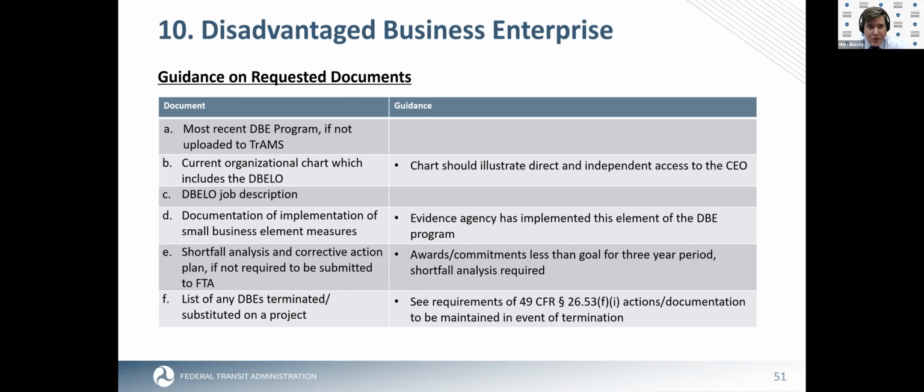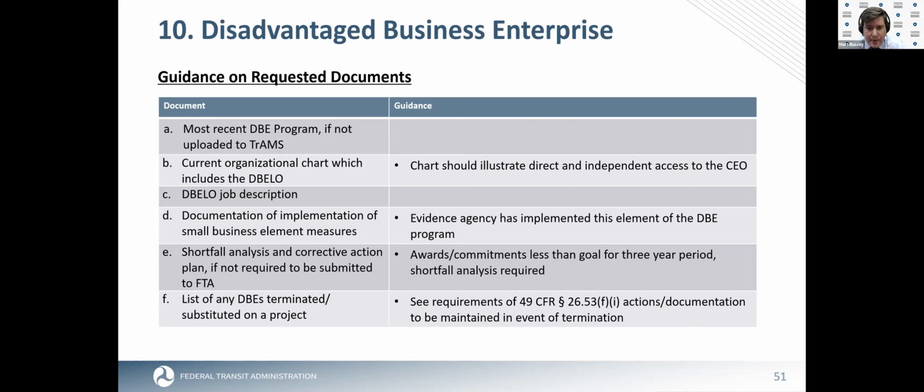However, one thing I would caution is that prior to your review, make sure that your DBE program reflects your organization as it currently is. If the person who's listed in your DBE program as the DBLO, the DBE liaison officer, is not accurate, then before you get to the review, update your DBE program and submit it to TRAMS and your RCRO, just so that everything is current. That's an easy way to avoid a low-hanging fruit finding. So if it's not uploaded in TRAMS, provide that to your reviewer.